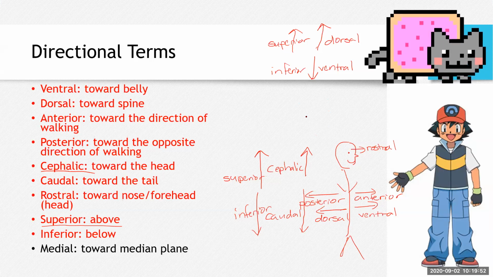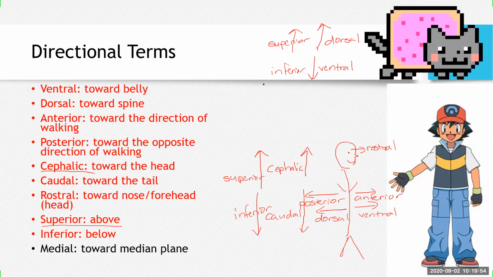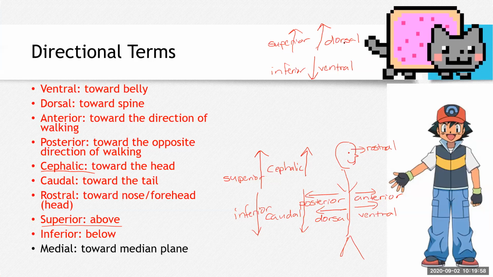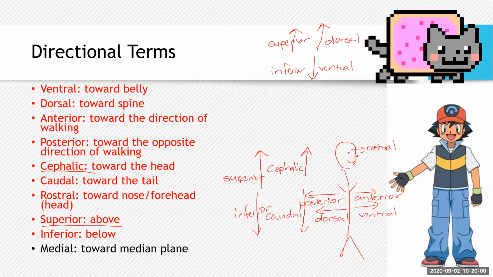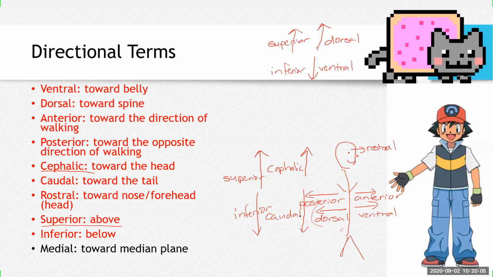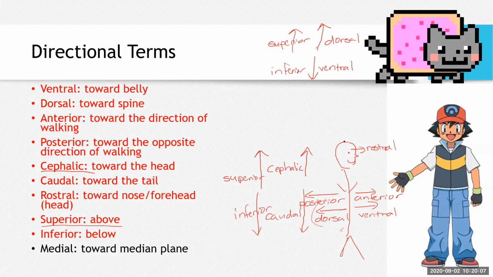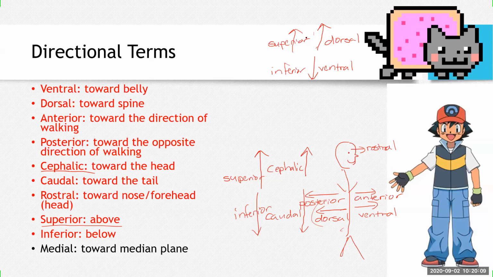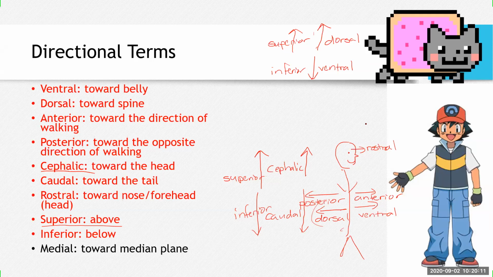Notice how things have changed now, right? Superior is still superior. Dorsal is still dorsal, towards the spine, but notice the direction is different than a two-legged animal, okay? So dorsal is going to be in this direction when we talk about a two-legged animal, but dorsal in a four-legged animal will be in this direction.